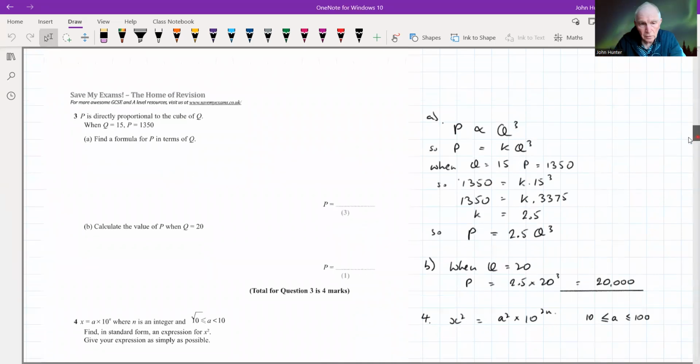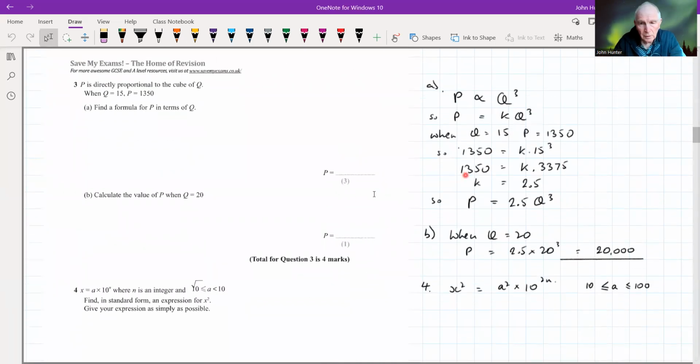This one is on proportionality. P is inversely proportional to the cube of Q. When Q equals 15, P equals 1350. So this proportionality statement we can write like this, and we can convert it into an equation if we apply this constant of proportionality.